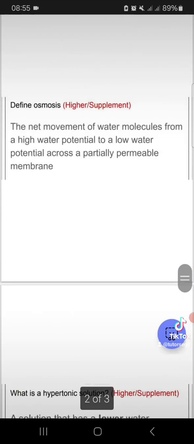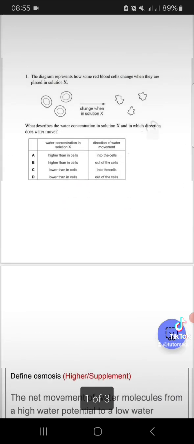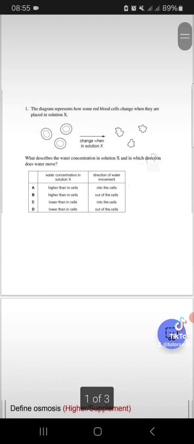Now, let's go back to our question so that we can be in a position to answer. If you take a look at your red blood cells, you need to understand if that red blood cell is an animal cell or a plant cell. So the first thing you have to know is that red blood cells are found in what? In animal cells. So that means a red blood cell is an animal cell. Now, remember the solution is a hypertonic solution, right? Which means the solution has what? More solutes and less water.